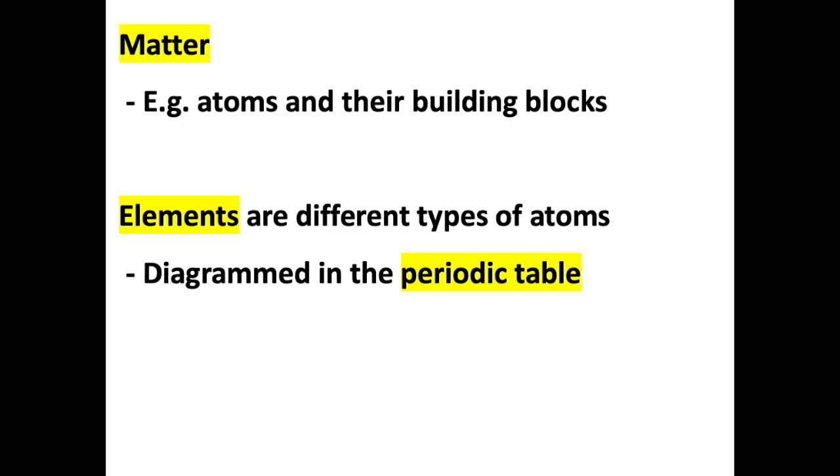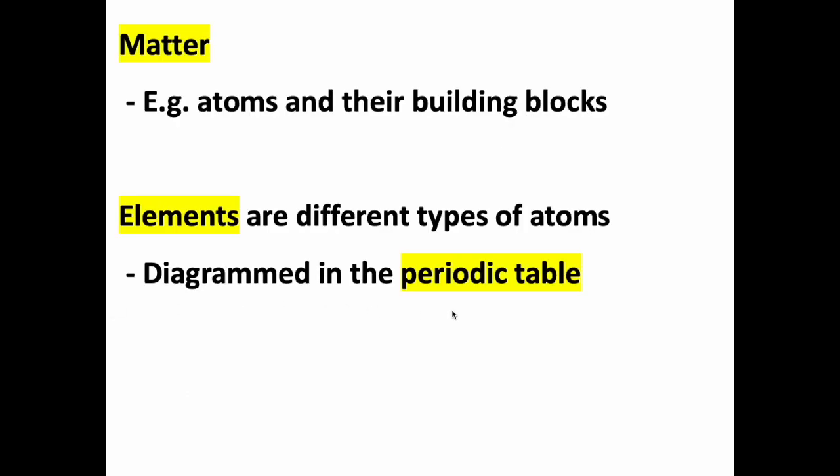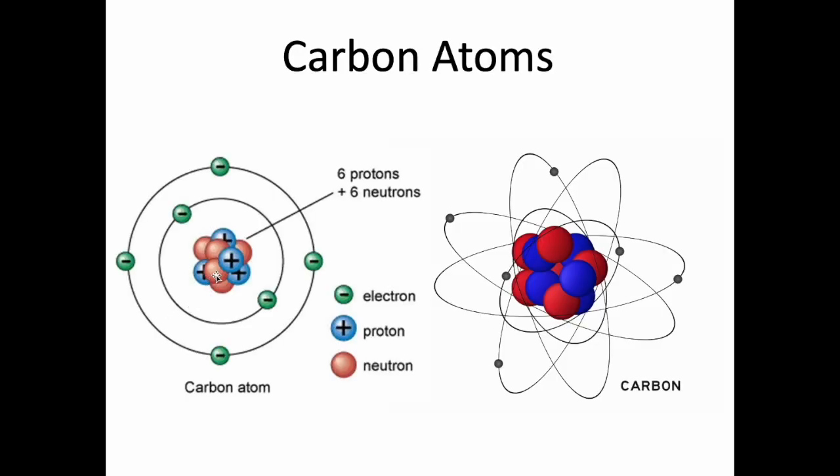And you can diagram all these in the periodic table, which the key term just says is an organizational table showing these different elements and their numbers and key information about them. So let's talk more about these building blocks of atoms, the components of an atom. There are three important components to any atom: protons in this diagram in blue, neutrons in this diagram in red, and electrons in this diagram in green.